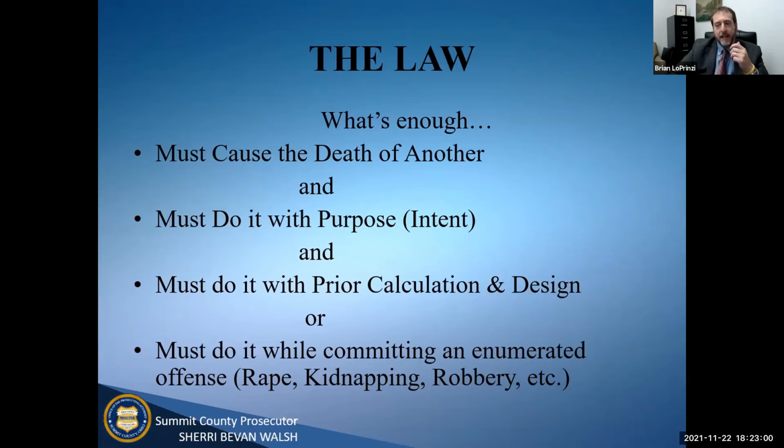Or if it's not premeditated, you have to do it while you're committing another offense that's specifically enumerated in the state of Ohio. Things like rape, kidnapping, robbery, those types of offenses that we really abhor are the type of offenses that you have to be committing when the person dies. But you still have to have the intent to kill. So if you're robbing somebody and the gun drops on the ground and accidentally goes off, that's not going to qualify. But if you shoot the person on purpose with the intent to kill them during the robbery, that does qualify. Okay.